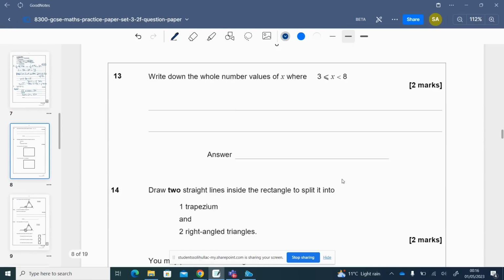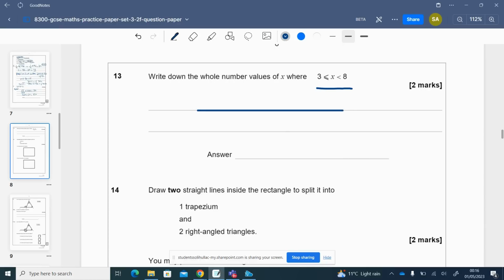Write down the whole number values of x where 3 is less than or equal to x, which is less than 8. Okay, so we need to work out what values come between 3 and 8. So x can be any number which starts from 3, which is greater than or equal to 3 and less than 8. So if I show you on the number line, this is my number line.